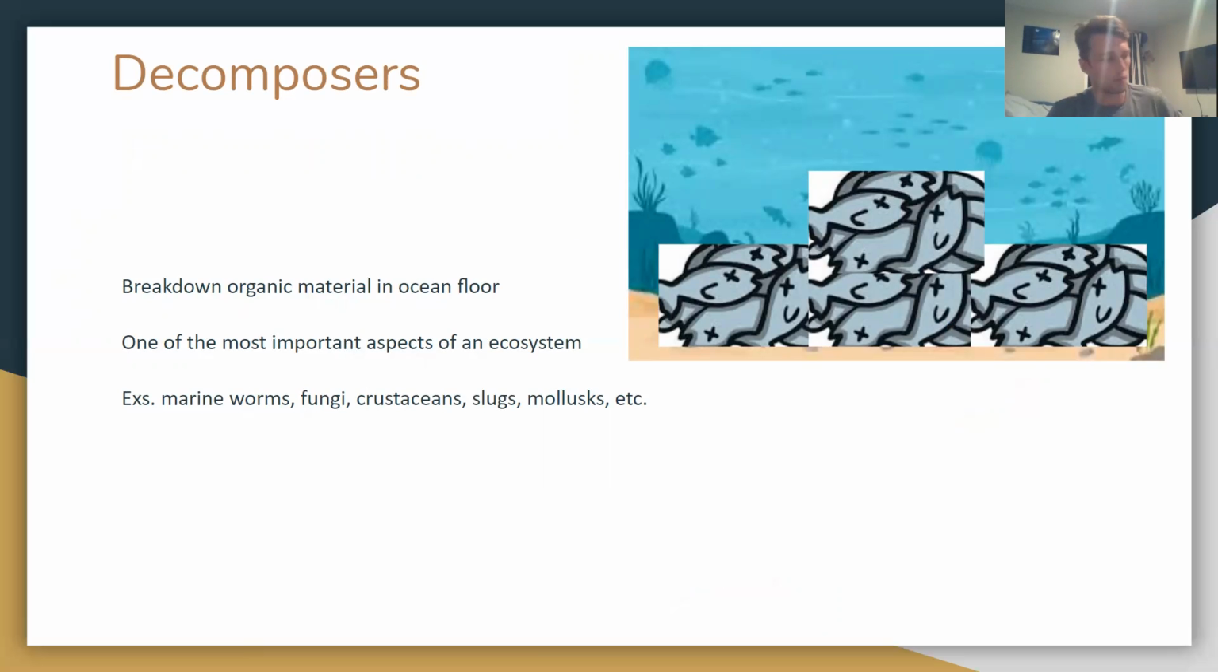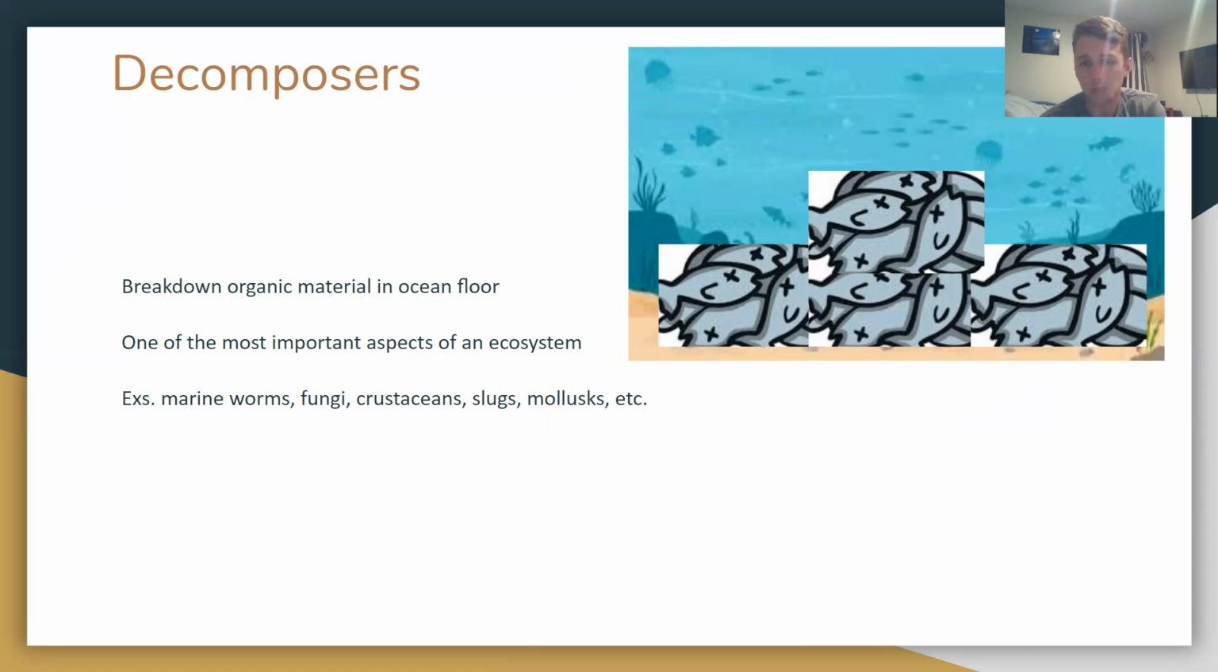Another important thing here is decomposers. These are not usually included in our food chains and food webs because they make it messy, but nonetheless it's a very important part of the food chain and web and the whole cycle that's happening in our oceans. Hopefully you know, we have things like worms and slugs that are decomposers in terrestrial environments, but we also have them in our oceans as well. They help break down organic material on the ocean floor. Again, one of the most important aspects of an ecosystem.